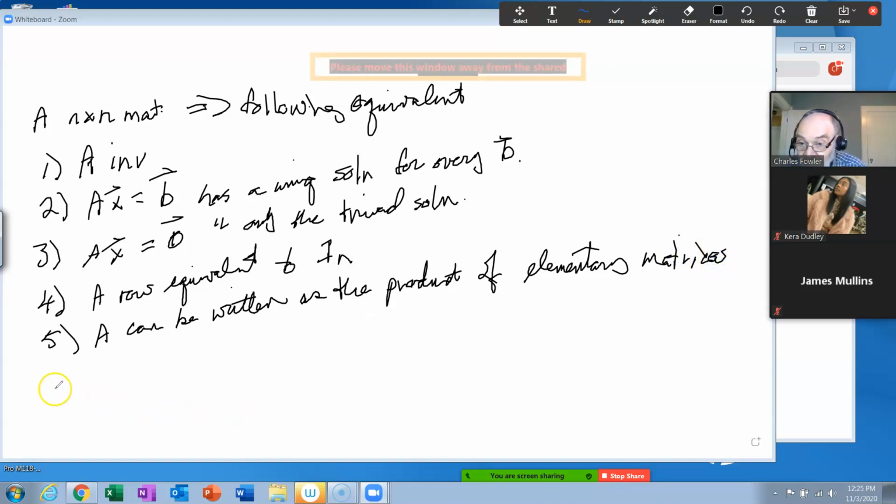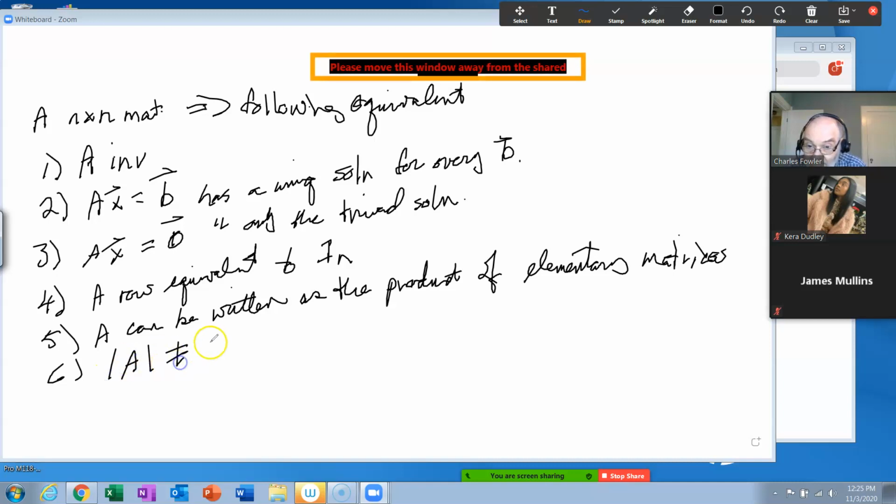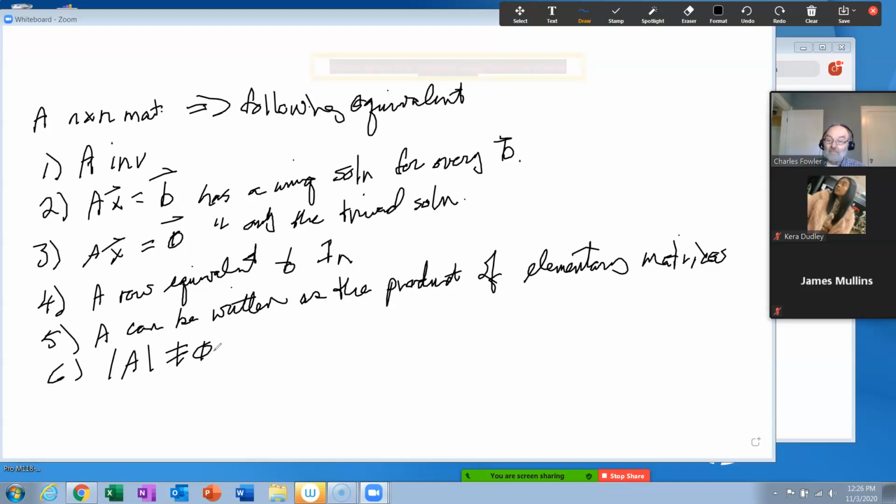Okay, and number 6. The determinant of A is not equal to 0. Okay, that means that's invertible. All of those indicate invertibility, and any one of them, invertibility implies every other one. Okay, so all those are equivalent. Okay, now let's see.